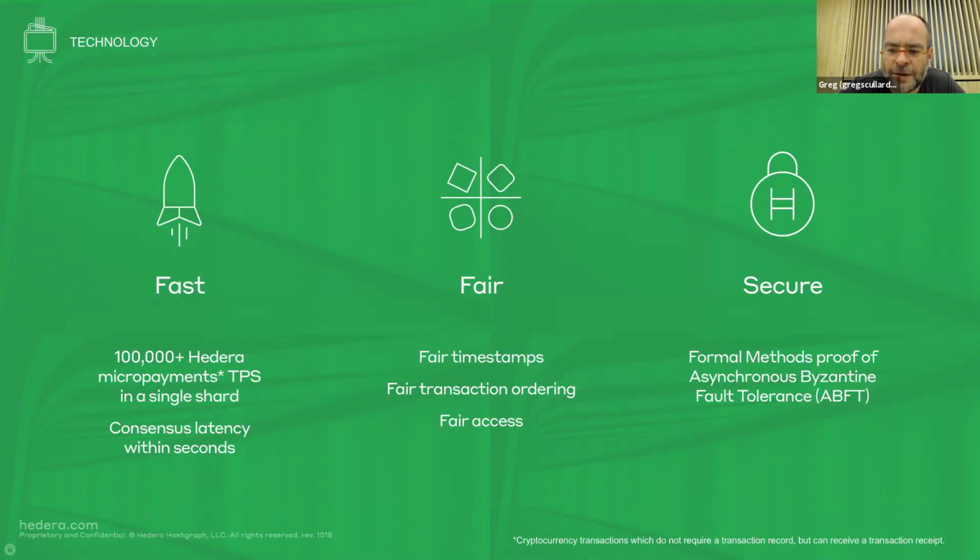And it's secure. It's asynchronous Byzantine fault tolerant. It's the highest level of security that a consensus algorithm can afford. And it's a core component of our ability to prevent DDoS and Sybil attacks, while ensuring the network consensus is not being manipulated. So it's fast, yes, it's fair, yes, and it's secure.